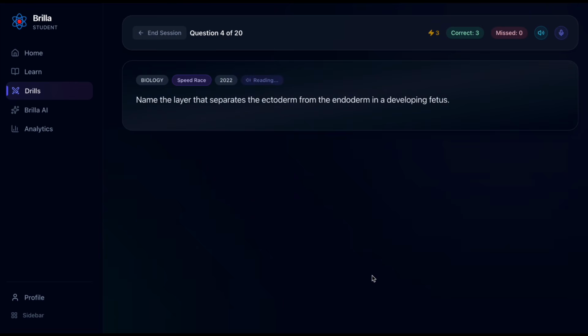I don't know why. Name the layer that separates the ectoderm from the endoderm in a developing fetus.